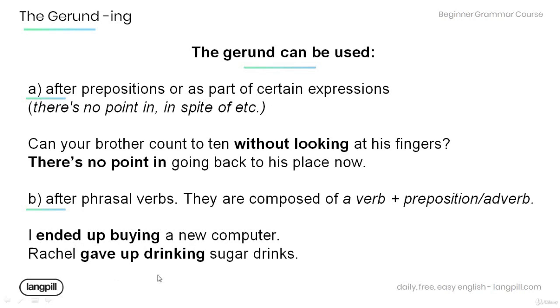Have a look at the second example. Rachel gave up drinking sugar drinks. The gerund drinking comes after the phrasal verb, gave up, which is composed of a verb, gave, and up preposition.